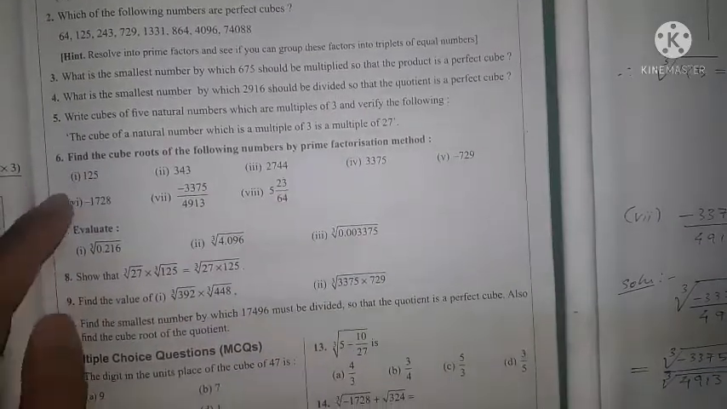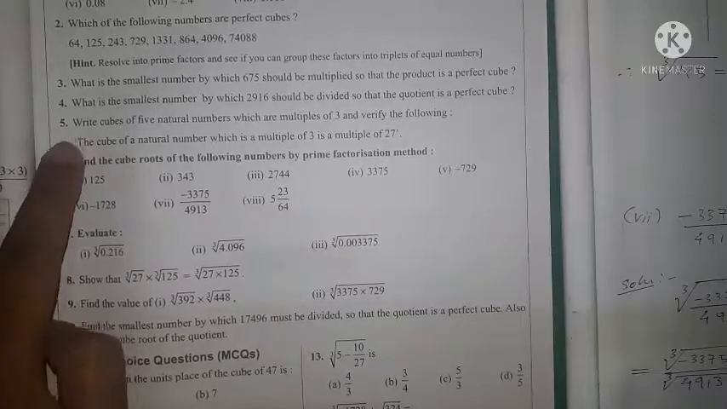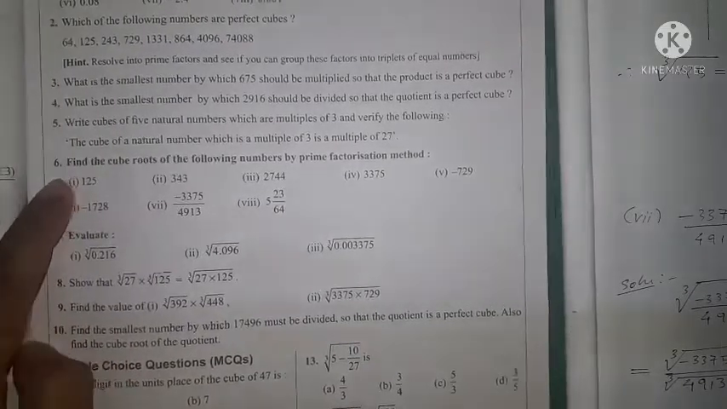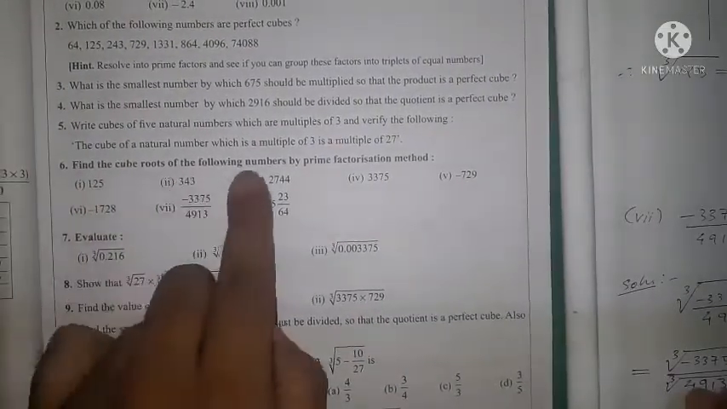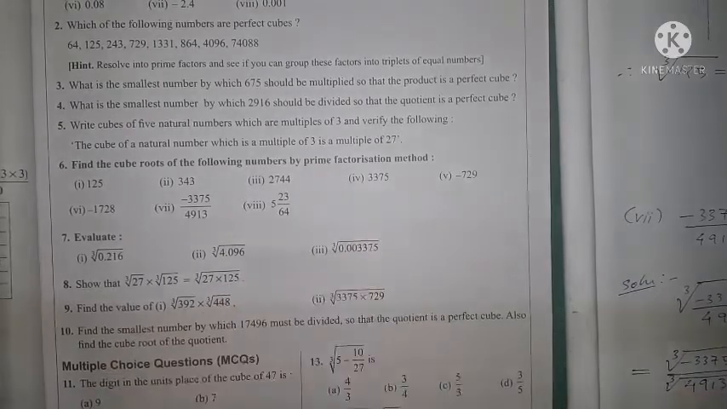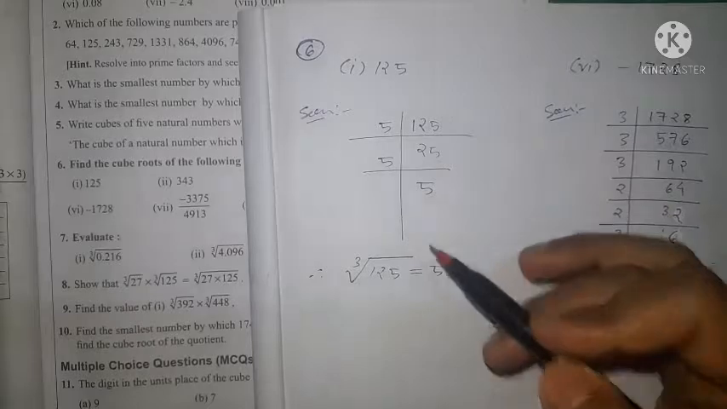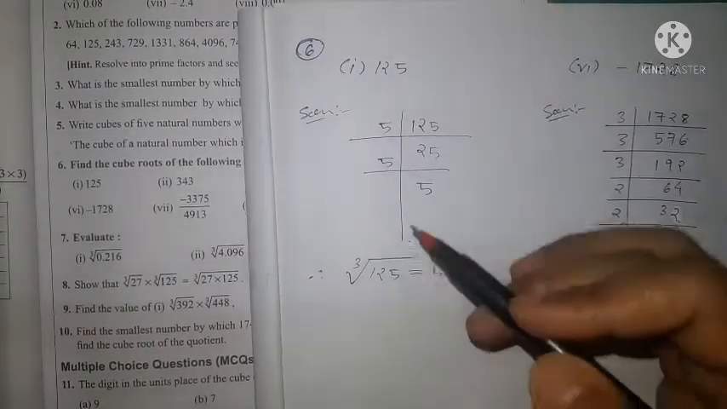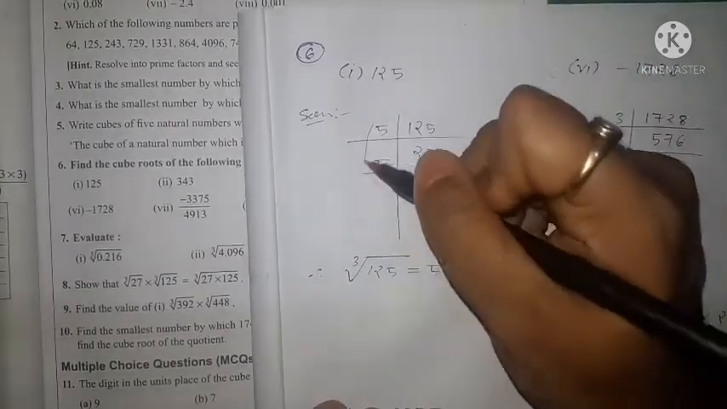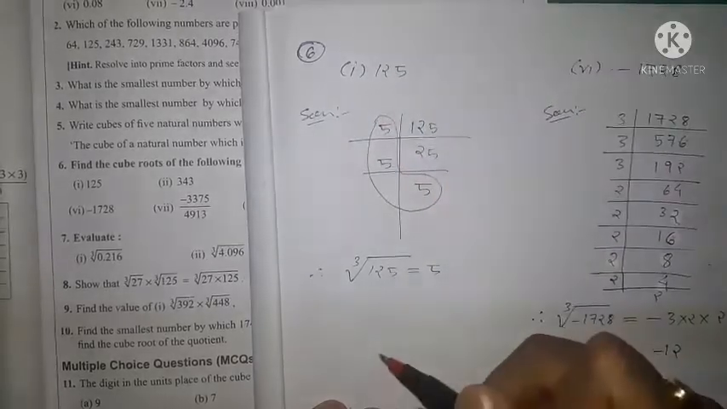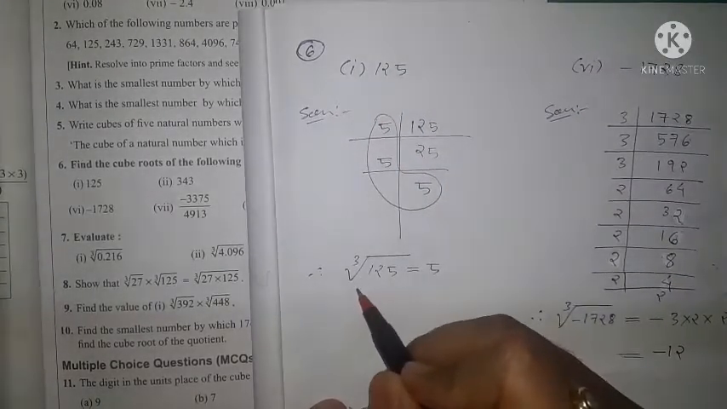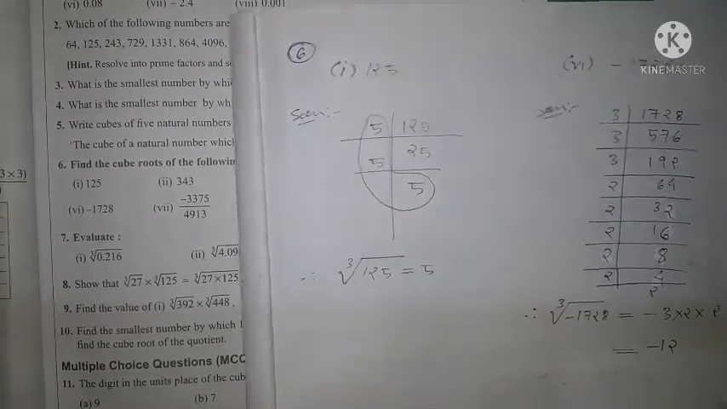So question number 6. In the last class we have done question number 5. So today we'll continue with question number 6. Find the cube roots of the following numbers by prime factorization method. Roman number 1, it is given 125. If we do the prime factorization of 125, we'll get 5 into 5 into 5. Therefore this forms the group. So therefore the cube root of 125 is 5.